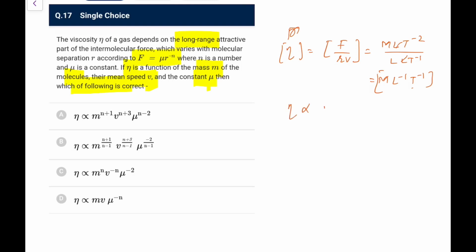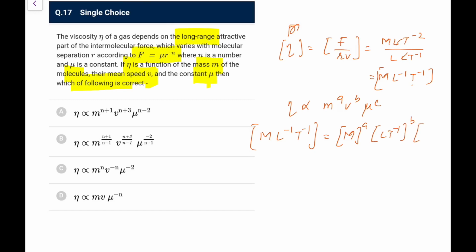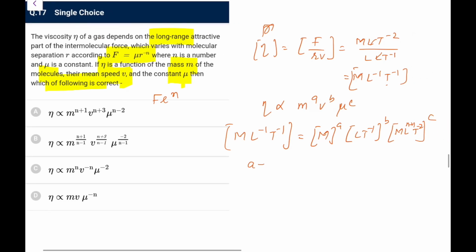Now let neta be proportional to m to the power a, v to the power b, mu to the power c. So now the dimensions must match up. So it is M L minus 1 T minus 1. Here it would be m to the power a, v to the power b, where v is velocity, L T minus 1, and mu. Mu from here is F upon F into r to the power n. So that would be M L n plus 1 into T minus 2, all to the power c, comparing it.